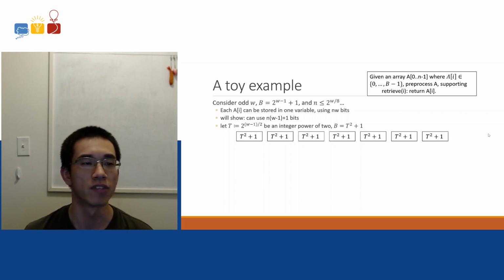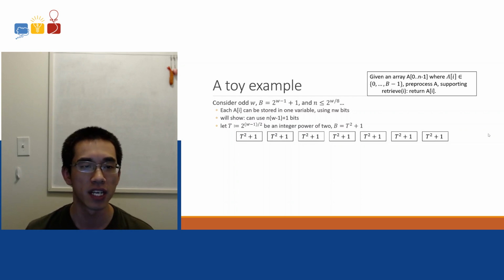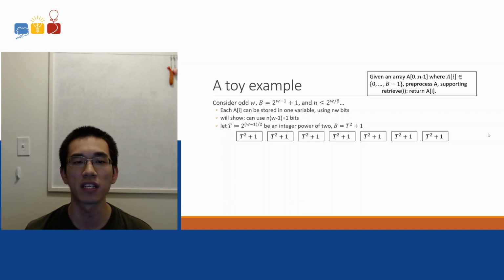Okay, so now let's first assume that the word size is an odd number, and then we'll assume this value b, the size of each entry, is 2^(w-1) plus 1. So b just has one extra possible value to fit in w minus 1 bits, and then we assume n is not too large. It's at most 2^(w/8). And then if we naively store each a_i in an array, then we're going to use n·w bits in total. But we are going to show that we can actually do this using n times (w minus 1), plus 1 bit. So in total, we use 1 extra bit before multiplying it with n.